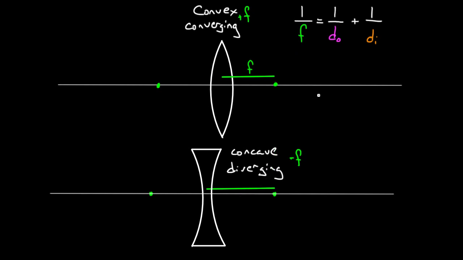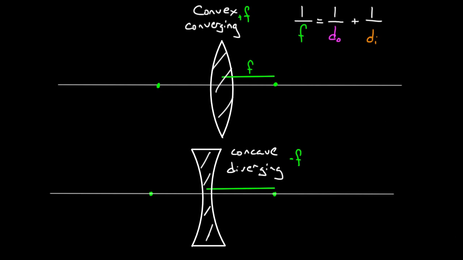So all you need to look at is what type of lens you have. DO, DI doesn't matter. DO and DI could be big, small, positive, negative. You could have a real image, a virtual image. It doesn't matter. All you have to look at is what type of lens you have. That will tell you whether you should plug in a positive focal length or a negative focal length. All right, so focal length isn't too bad.